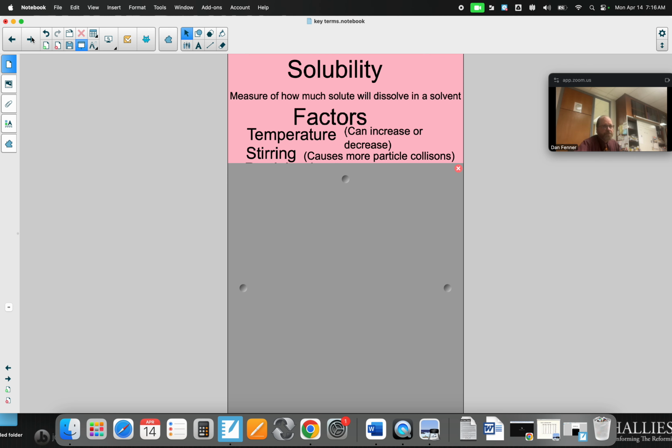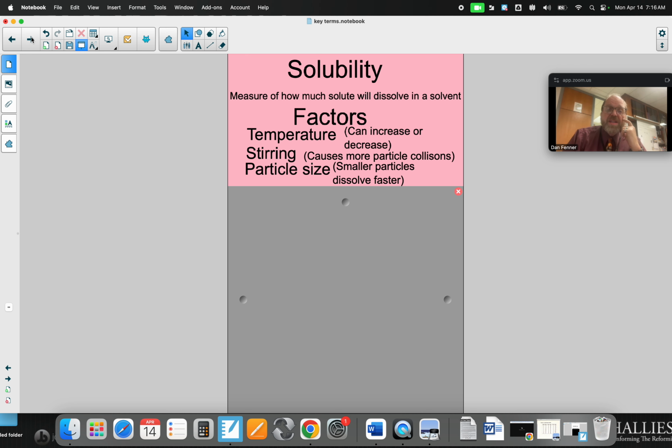Third factor is particle size. Think about a sugar cube. If you get a sugar cube and try to dissolve it, it takes quite a bit of time because they're all packed together, not a lot of surface. Now, if you take granulated sugar, where the particle size is smaller, it dissolves faster because there's more area to interact.